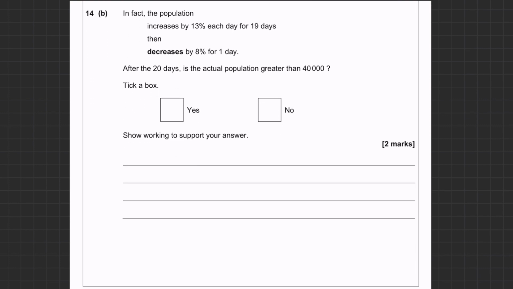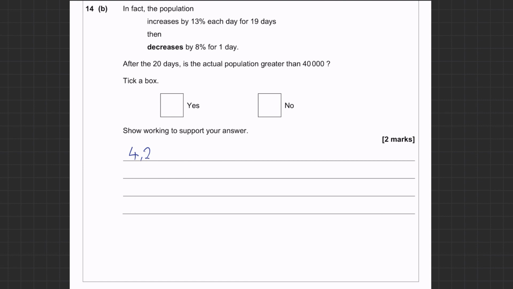Part B says, in fact, the population increases by 13% each day for 19 days, then decreases by 8% for 1 day. After 20 days, is the actual population greater than 40,000? So let's have a look. Well, we need to recalculate with the starting population being 4,200. I'm going to multiply it by 1.13 because it increases by 13%. So the 100% add the 13%, and that's after 19 days. Calculate that, and that will be 42,829.